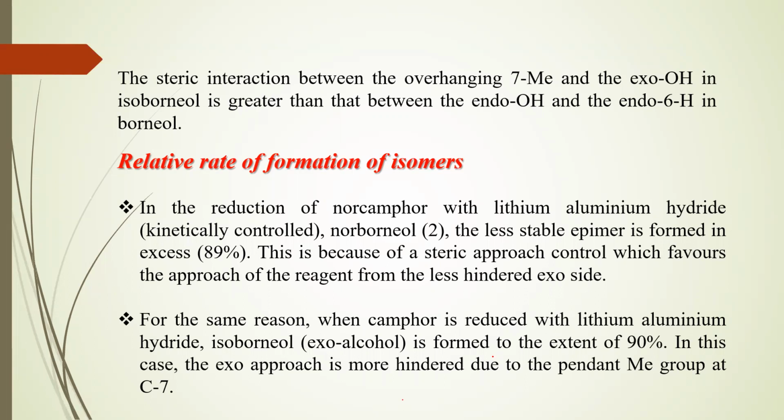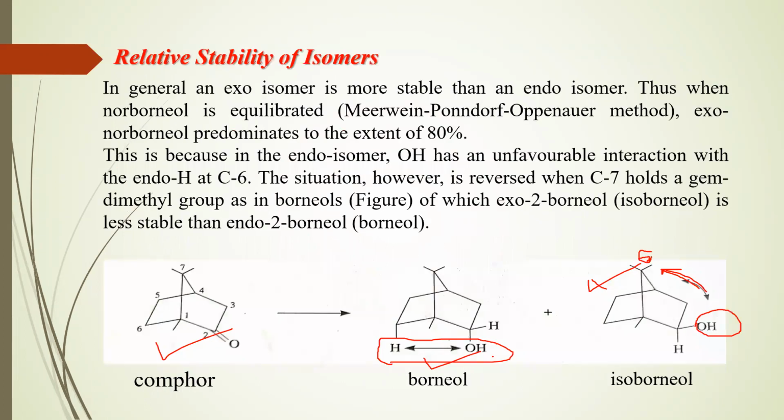The exo alcohol is formed in 90%. In this case, the exo approach is more hindered due to the presence of the methyl group in the C4 position. In that case, after the reduction, the hydride H can approach from the exo position or the endo position. If it comes from the exo position, this methyl group will cause steric hindrance. Therefore, this hydride group reacts with this carbonyl from the endo position.